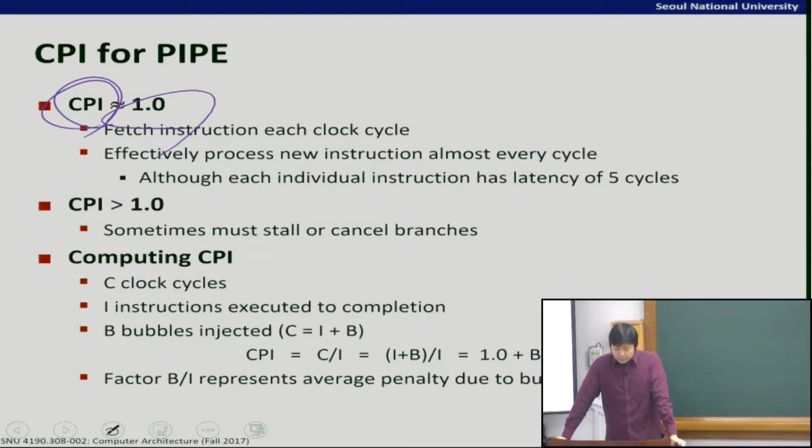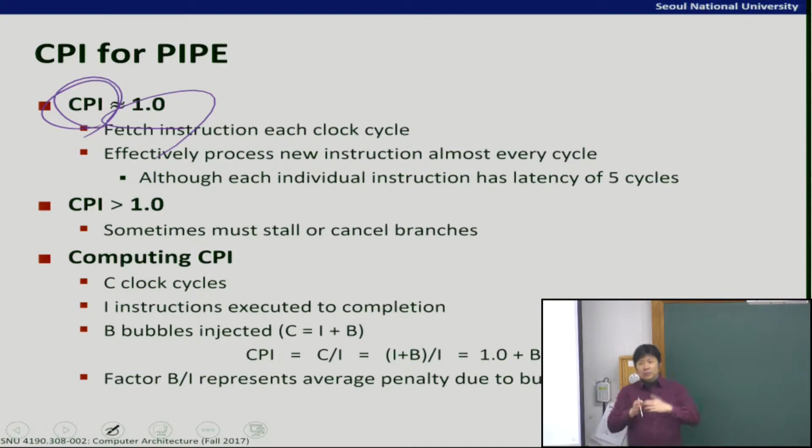So in this case, the CPI in an ideal pipeline, the cycles per instruction, is 1.0. But in reality, we actually have CPI higher than 1.0. The reason is that we sometimes have to stall or cancel branches, or sometimes we have a load use hazard. All these things increase the number of cycles per instruction. So in practice, we have CPI greater than 1.0.